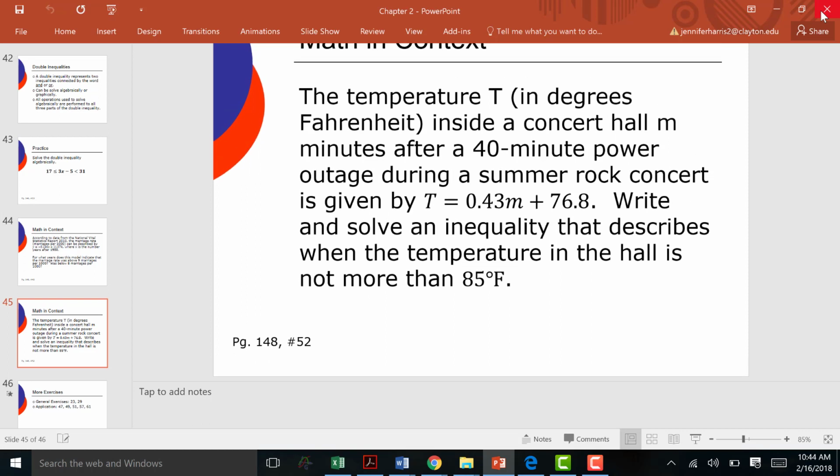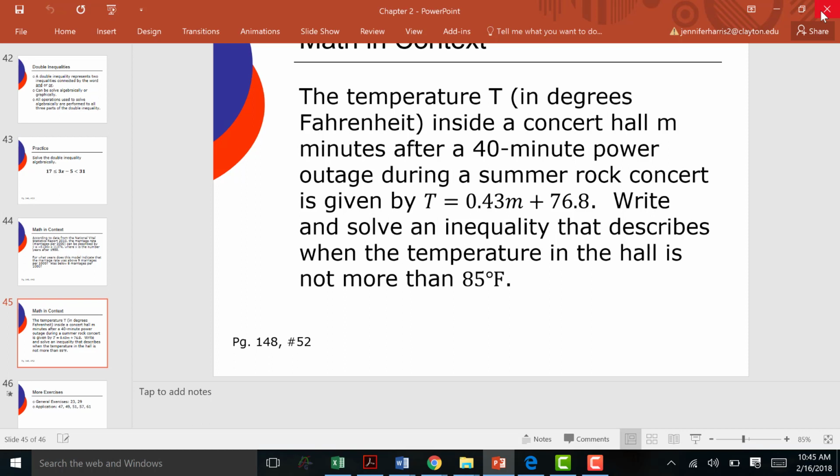Okay, so the temperature in degrees Fahrenheit inside of a concert hall in minutes after a 40-minute power outage during a summer rock concert is given by T. What's T again? The temperature inside the concert hall. Alrighty, so the temperature T is equal to 0.43 M. What is M? It's minutes. Minutes when? It's the number of minutes after a 40-minute power outage, okay? So that's going to be temperature equals 0.43 M plus 76.8.